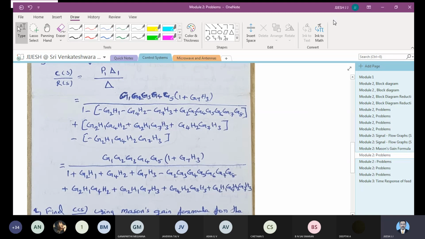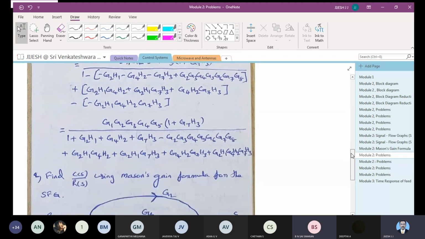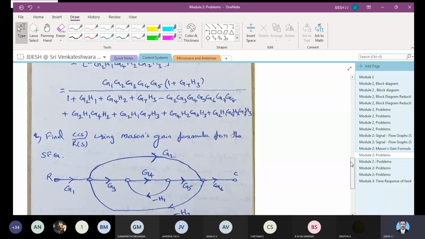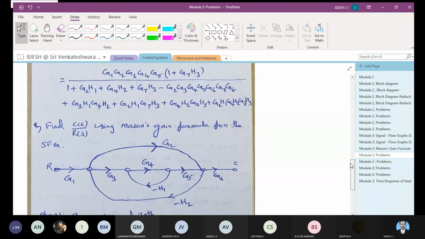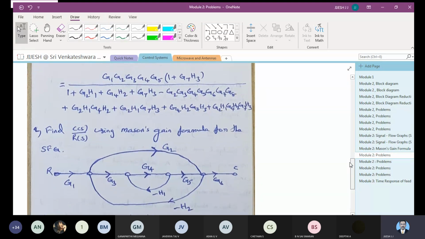So you have completed this problem. Any doubt? It's clear? Yes, sir. Okay, so you can just start with the second problem. Let us see how many of you can identify the forward paths, gains, loops and all those things in this problem. So write down: find C of S by R of S using Mason's gain formula for the signal flow graph. This one.